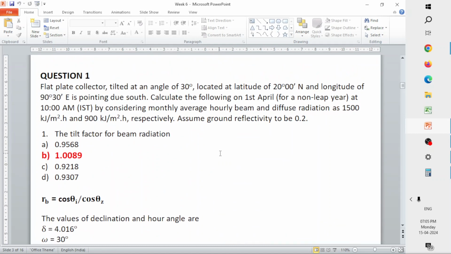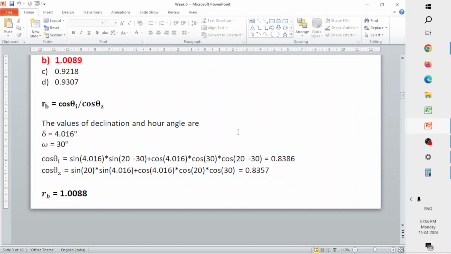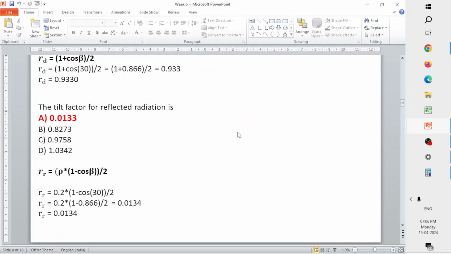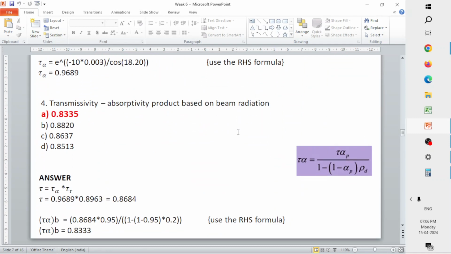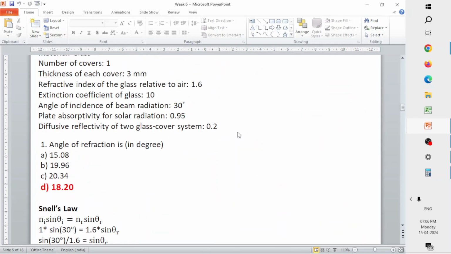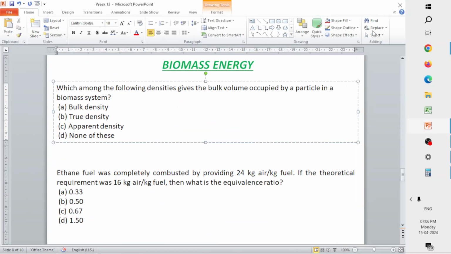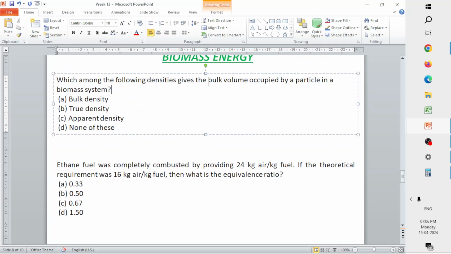Can you see my screen? Actually, I'm scrolling through a few of these things. Do you mean this one? Because actually we have solved this, the week 3 assignment question. There were actually 2 questions there. Okay, anyway, I'll include that. I'll just check that once and then include that, because we have to finish this biomass part now. Okay, I'll include that.